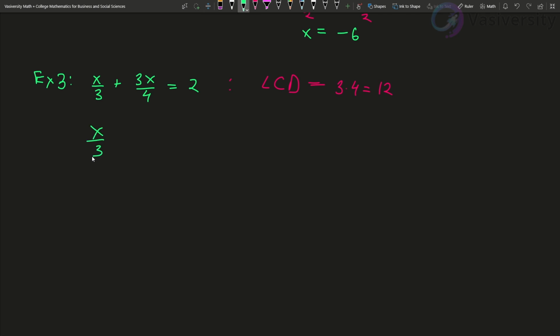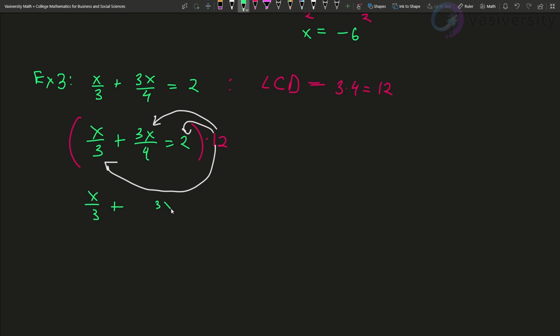And how would we do that? Is as following. So x over 3 plus 3x over 4 is equal to 2. And we are multiplying the entire equation by 12. So we are going to distribute it to every single term that is separated by addition or subtraction, right? So we're going to have 12 times x over 3 plus 12 times 3x over 4 is equal to 12 times 2.